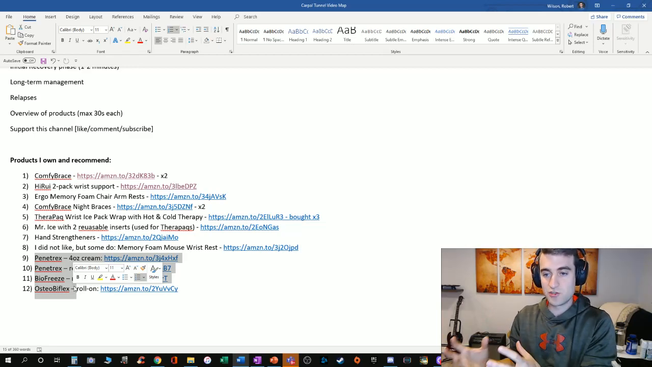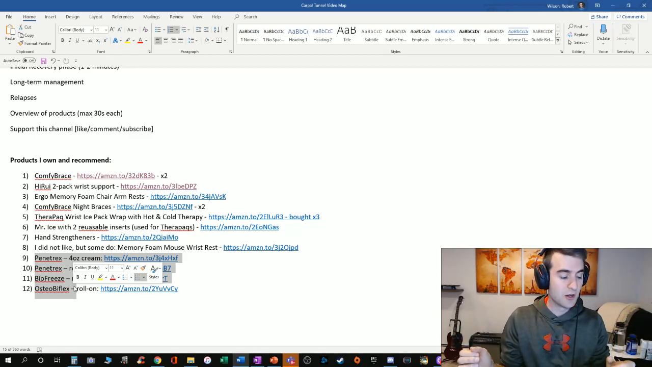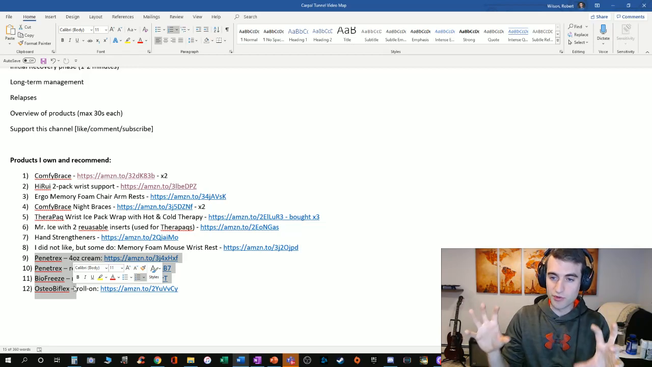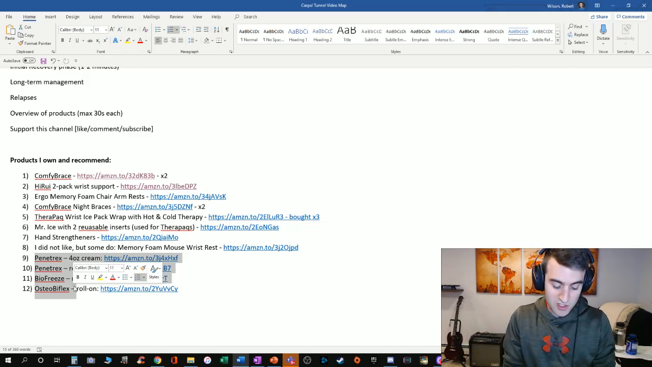However, Penetrex didn't do a good job of relieving my pain. It did a good job of reducing inflammation, which should relieve pain, but the immediate kind of tingling coolness sensation that menthol provides is not only clinically backed, but it just worked well for me.